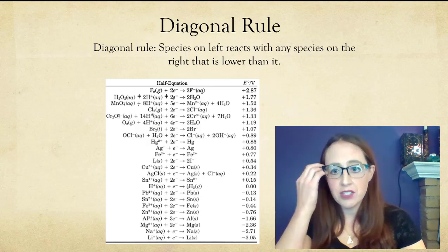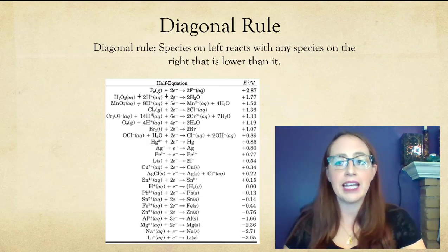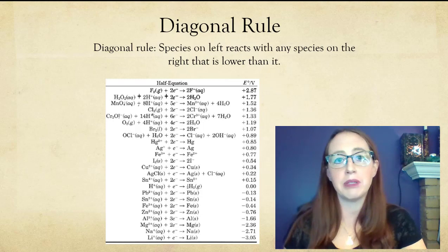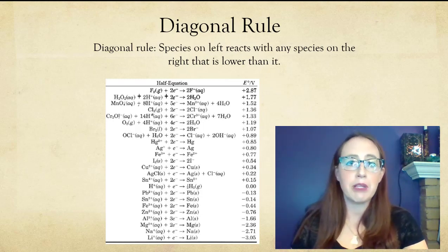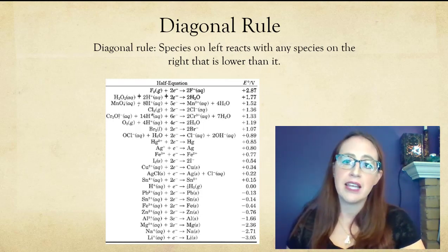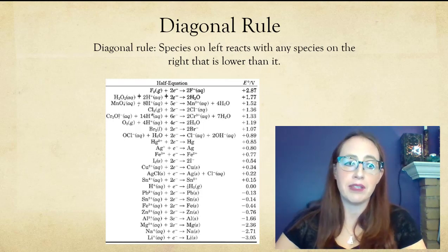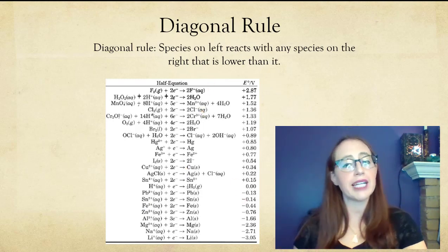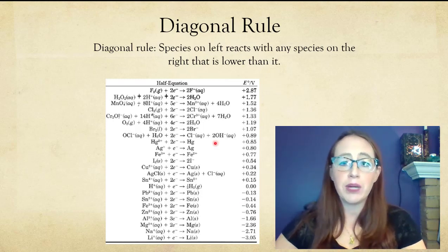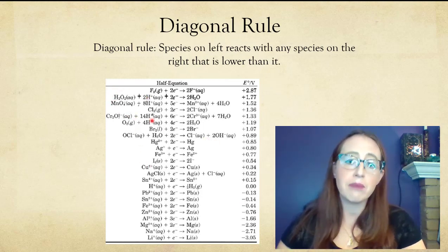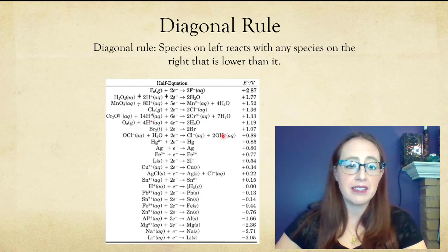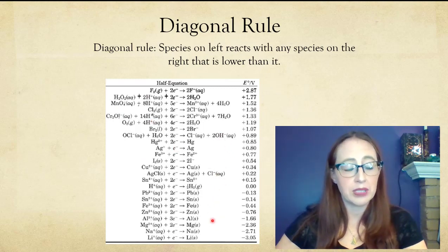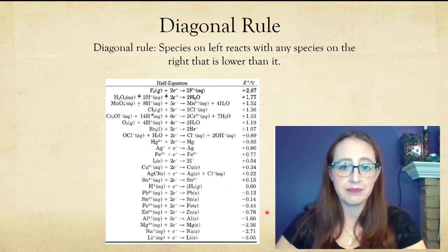For two species to react, you need an agent that can be oxidized and an agent that can be reduced. In a table of half reactions and voltages, this means that you need something from the left side and something from the right side. And in order to react spontaneously, the one on the left side must be more easily reduced than the species that's going to be oxidized, or the species that's coming from the left side.